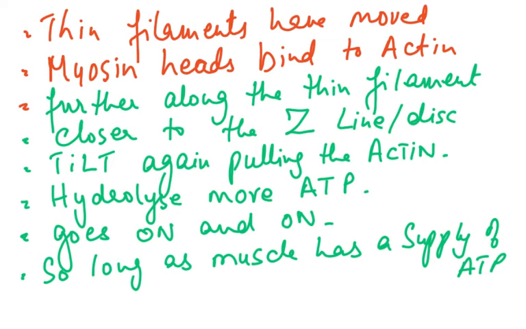So now the thin filaments, which were the actin, have moved. Then the myosin heads bind to the actin again, further along the thin filament. Now this would be closer to the Z line. Then they tilt again, pulling the actin, hydrolyze more ATP, and of course this goes on and on, so long as the muscle has a supply of ATP. So the muscle contracts, and this is called the sliding filament model.